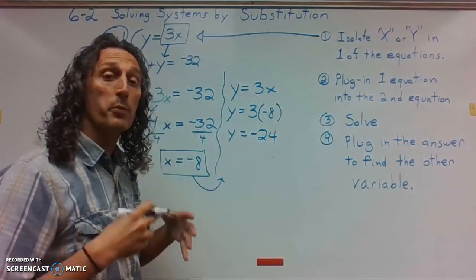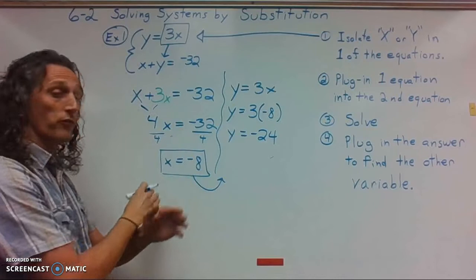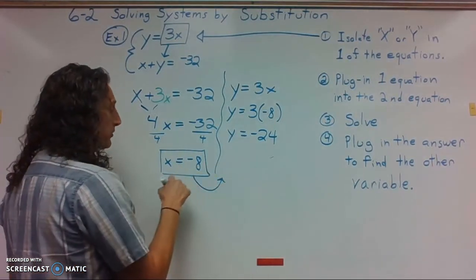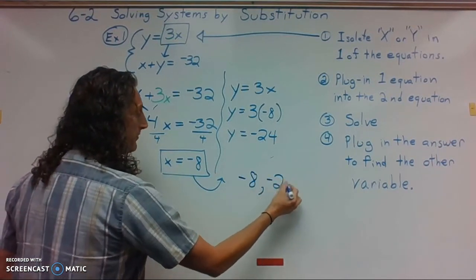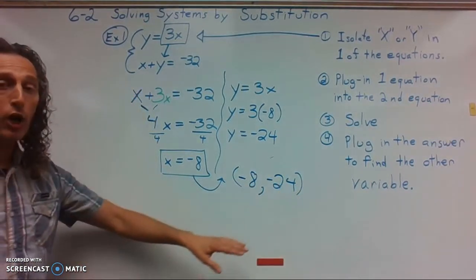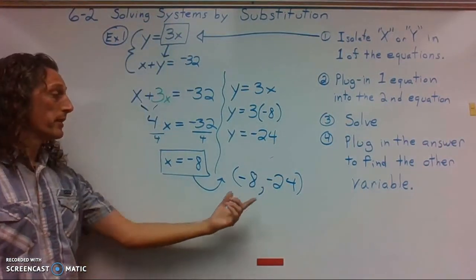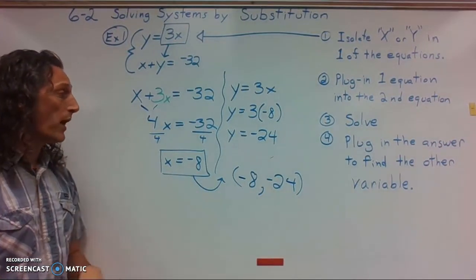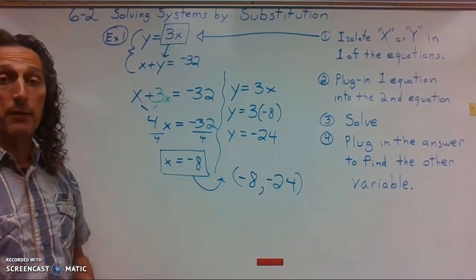But this is how you're supposed to write your answer. Remember when we were doing it by graphing and where they cross over, that's your point? So make sure that your answer looks like this. You go negative 8, comma, negative 24. And that's how all of our answers should look for solving systems. It's always going to be an ordered pair, an x followed by a y. All right, so make sure that you get this copied down, and we'll move on to example number 2.